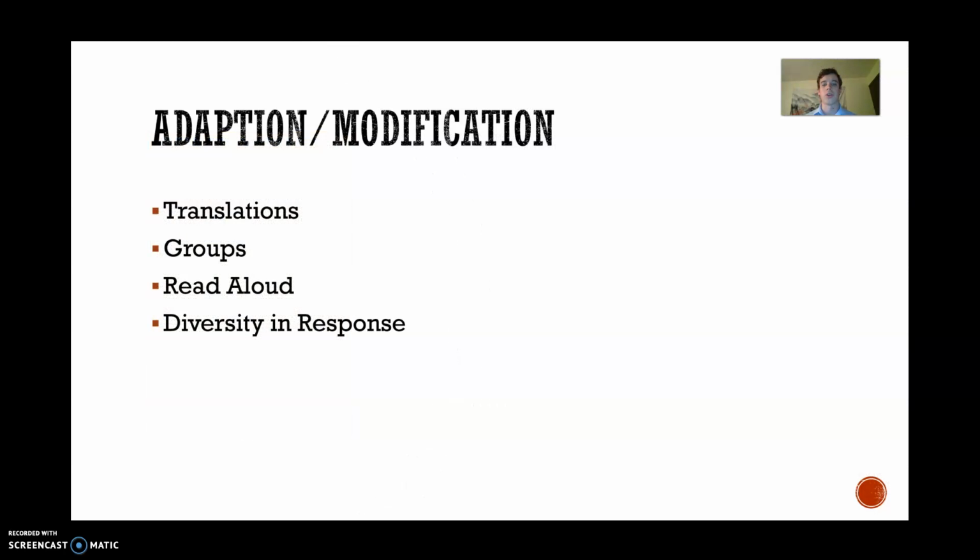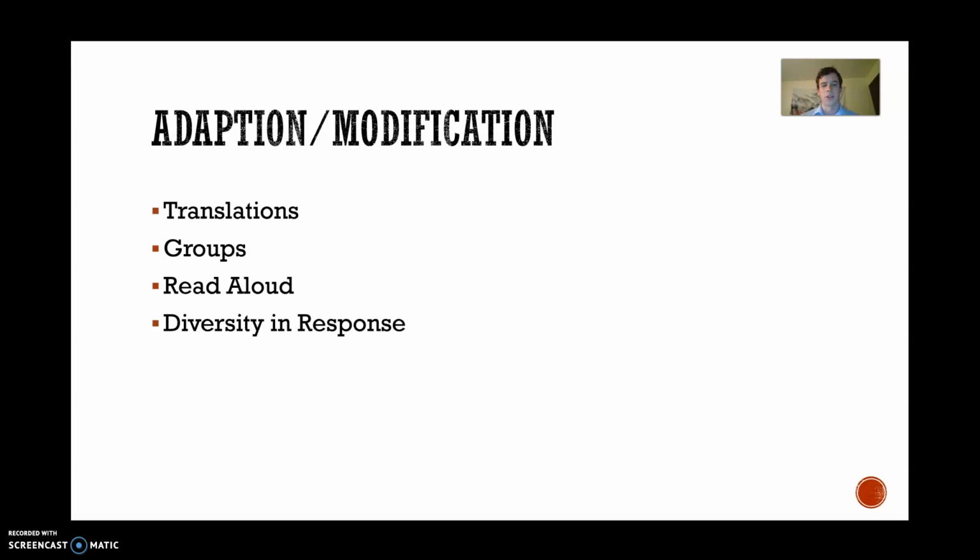In terms of adaptation and modification to differentiate for students, offering translations for visuals, for letters, or if you have any kind of background information or context that accompanies visuals, having translations can be really good for CLD students or English language learners. You can also put these students in groups if you need to. That could help with ADHD students. It can help CLD learners. When you're working with texts that are verbal, you can read them aloud. That'll help with auditory learning.